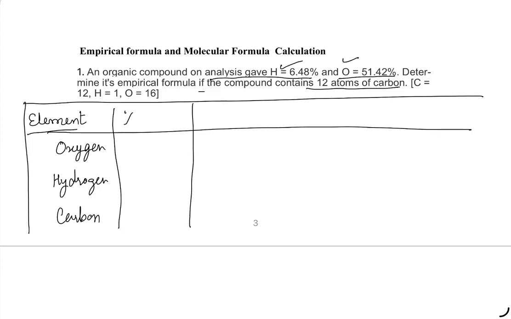Now let's look at the question. What is the percentage composition given here for each element? The percentage for oxygen is given as 51.42. For hydrogen it is given as 6.48. Now the carbon percentage is not given. So what you have to do is subtract the remaining 2 percentages from 100. Usually they give it, sometimes they don't.